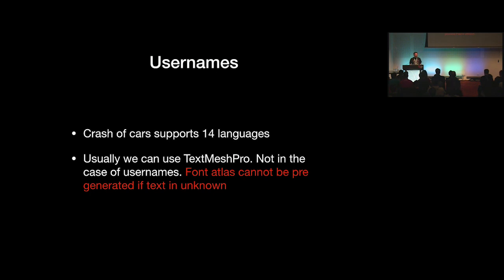So usually we want to use a nice plugin like TextMesh Pro because that gives you nice outlines using signed distance fields. But we can't always, because the requirement of TextMesh Pro is that you have to pre-generate a font atlas before you actually use it. So you have to know every single character that's used in your game before you can use TextMesh Pro. That's a problem. So sometimes you have to resort to plain old Unity text because it supports dynamic fonts.